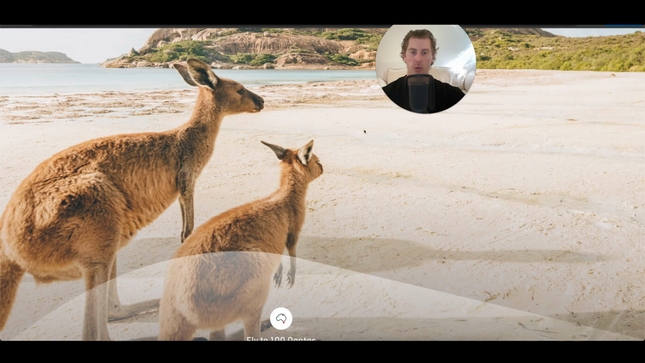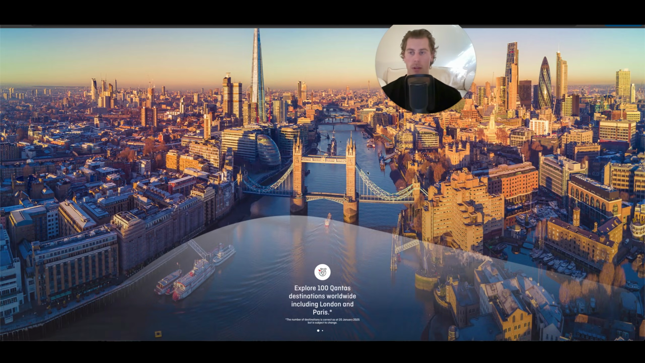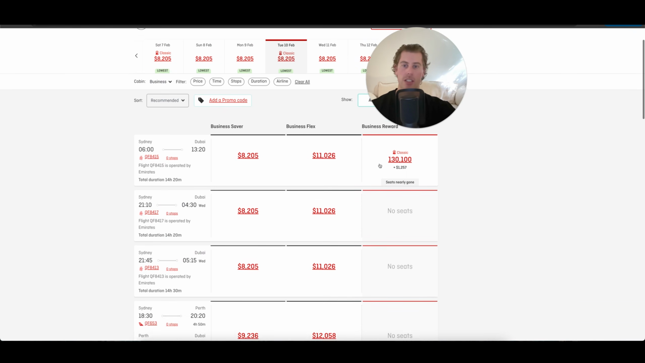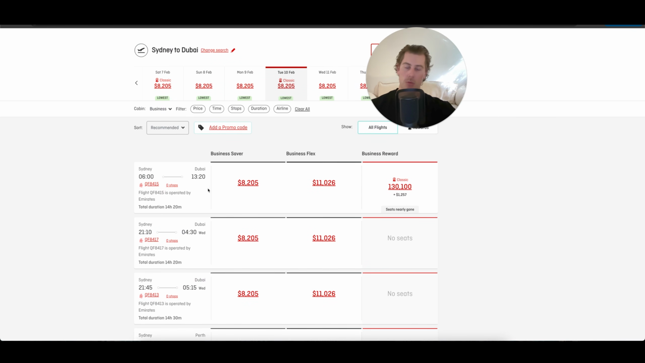If I click on all flights here and we compare that to what we would have to pay using cash, we can see here that if I was typically going to buy that flight using cash, it would set us back $8,000. But if we have the Qantas points, we can book that same flight for 130,000 Qantas points and $1,200 in taxes.